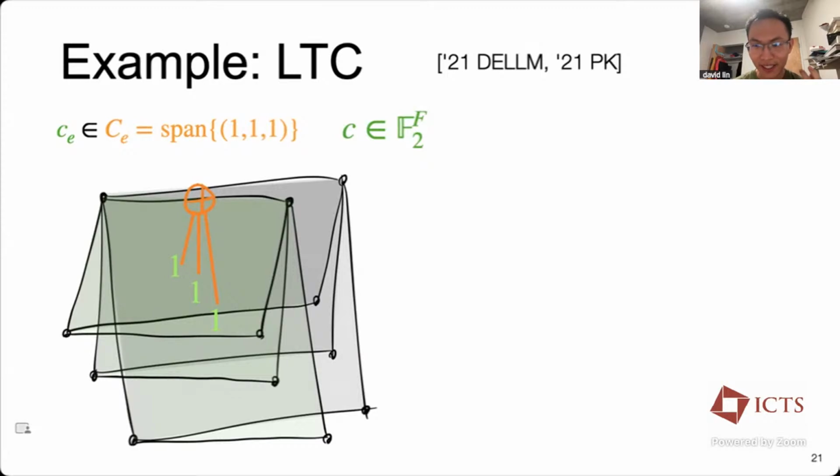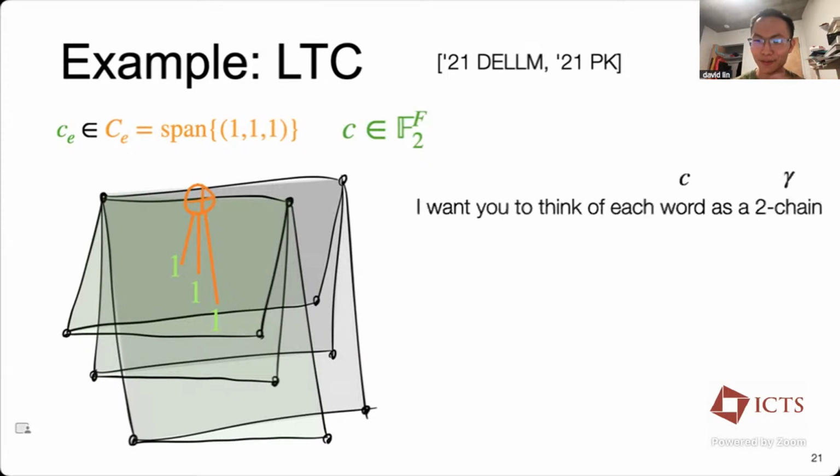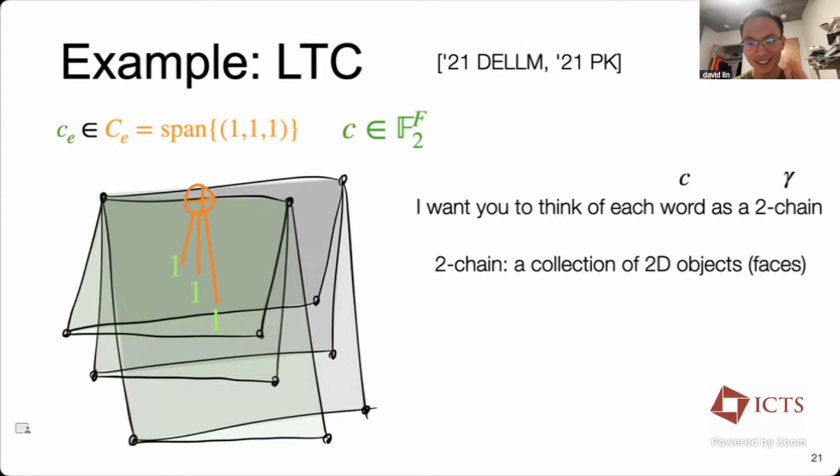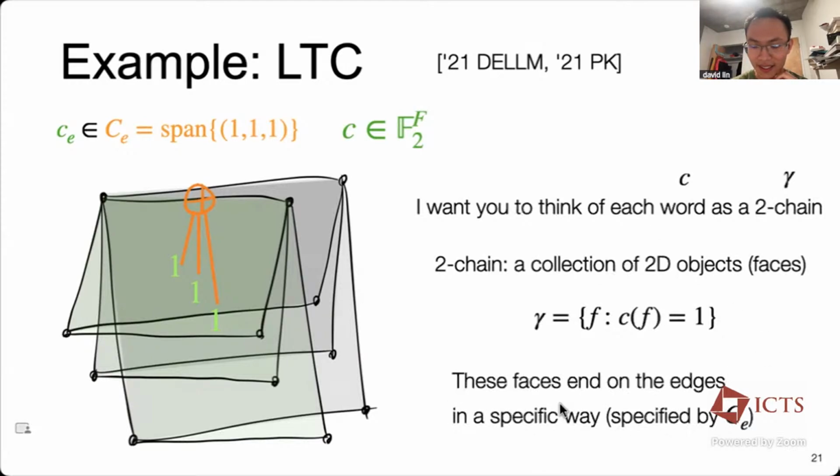Now again, I want you to think about the geometric perspective. I want you to think of each word as a 2-chain. A 2-chain is just a collection of 2D objects, in this case, the faces. The mapping is again straightforward: if the value is 1, then you take the face, otherwise you don't. And again, these faces have to end on the edges in some very special ways, determined by these local codes. So this is the case for locally testable codes.